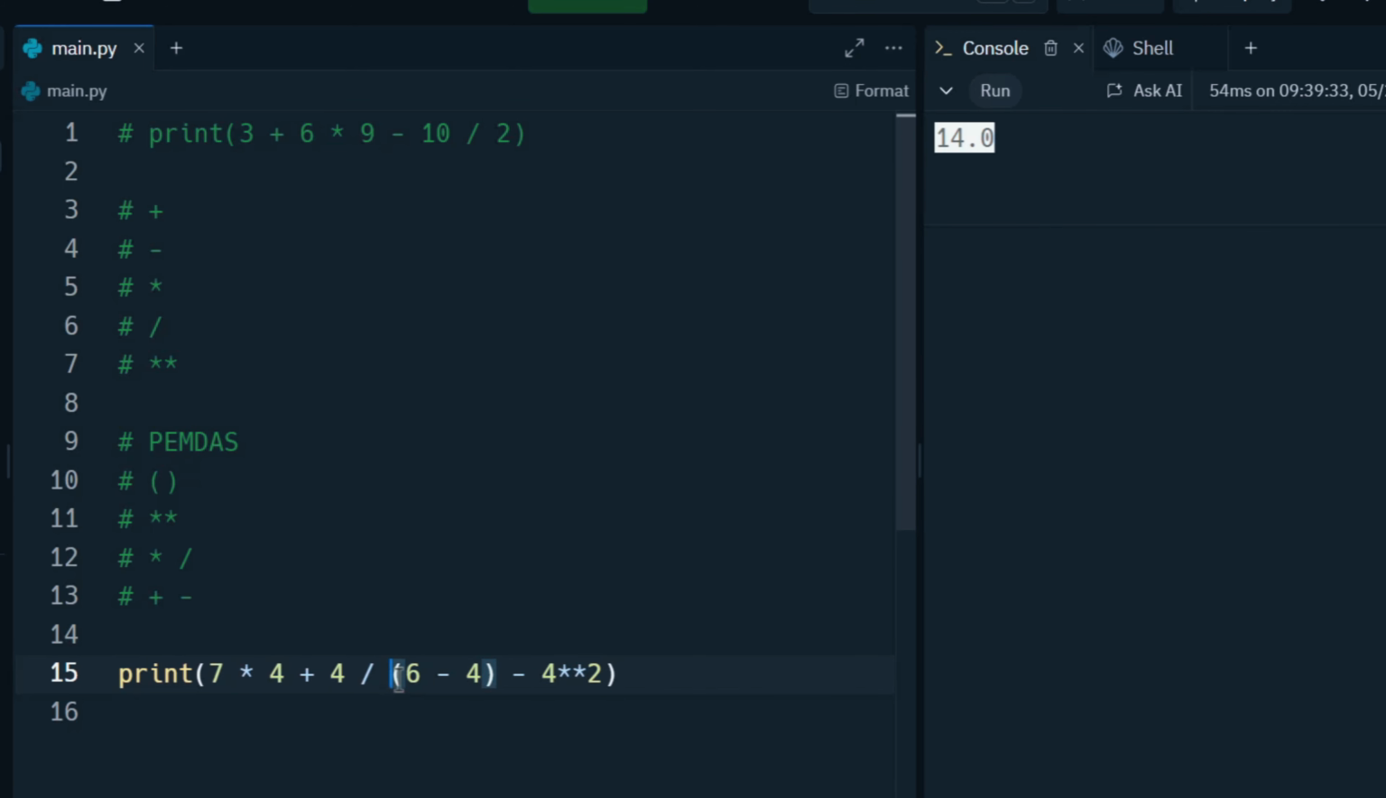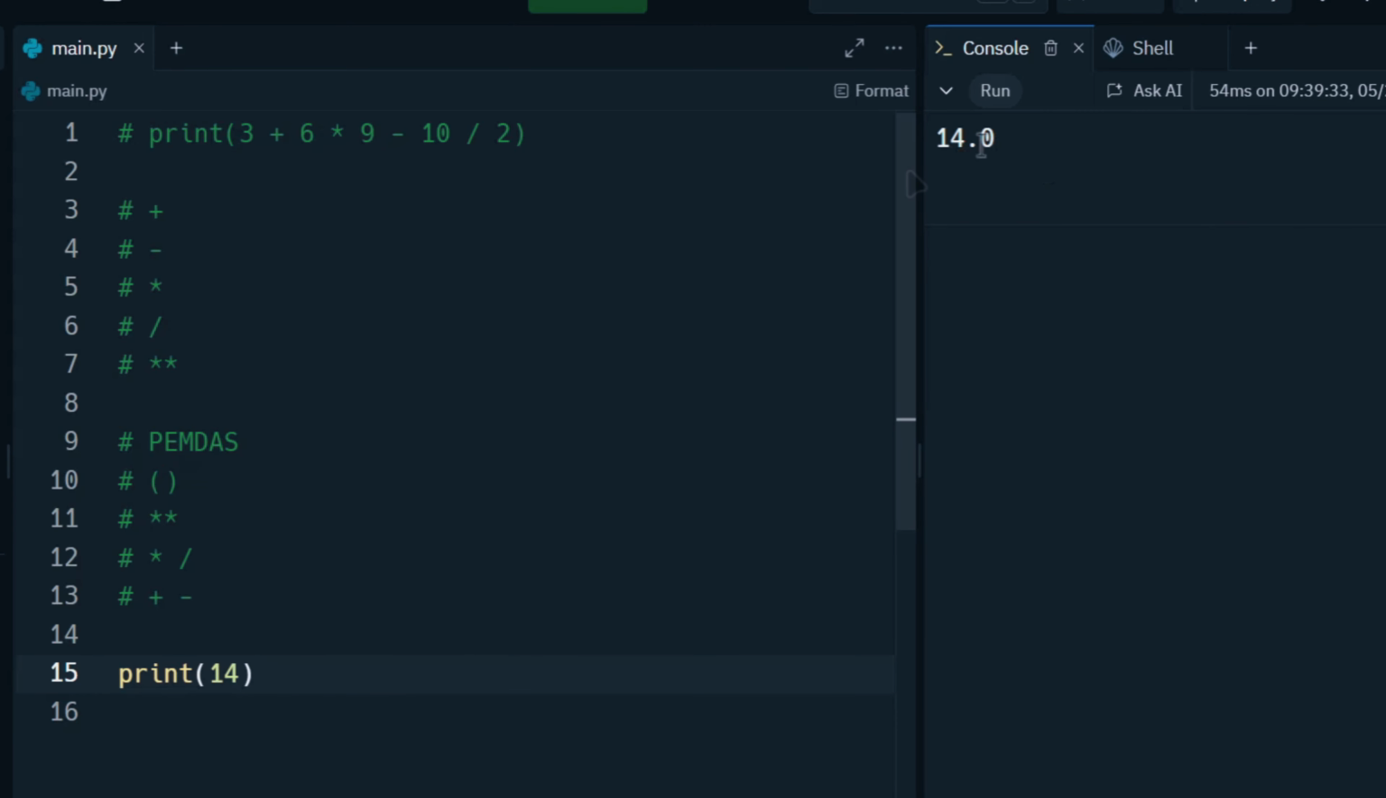Now let's go through it together. First it's going to do the parentheses, which 6 minus 4 equals 2. And then we can remove the parentheses. After that, it's going to do the exponents. 4 to the power of 2 is 16. Then it is going to do multiplication and division. So let's multiply. 7 multiplied by 4 is 28, and 4 divided by 2 is 2. Now it is going to add this. 28 plus 2 equals 30, and then 30 minus 16 equals 14. And that's what we got.